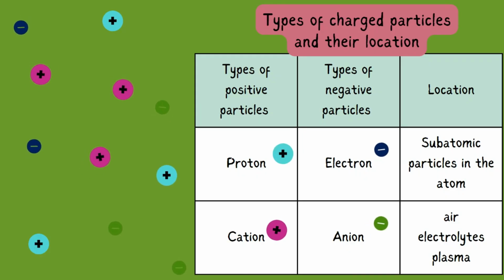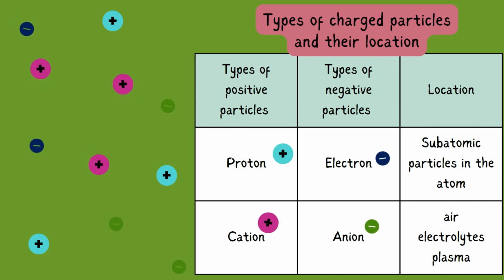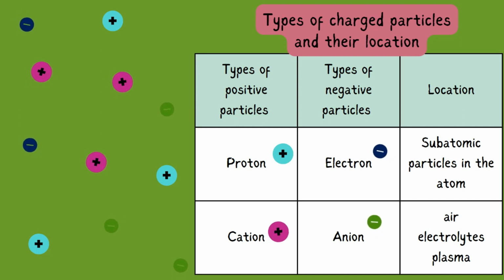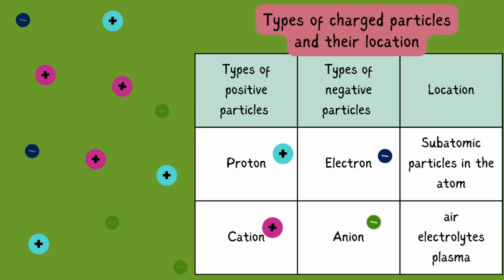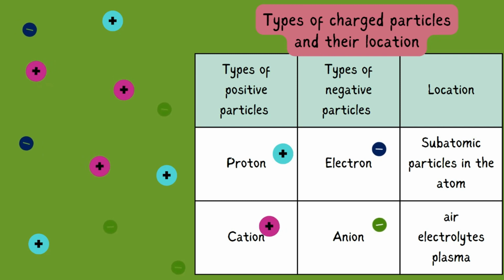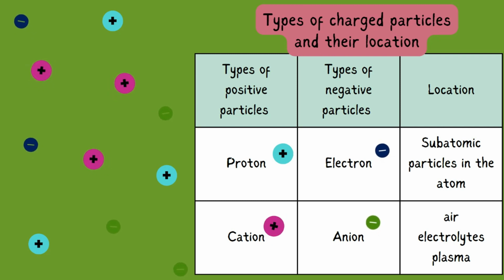Throughout this lesson, we will refer to different types of positively charged particles as well as different types of negatively charged particles. The positively charged particles are protons and cations, while the negatively charged particles are electrons and anions. The proton and the electron are subatomic particles that can be found in the atom. The proton inside of the atom will be found in the nucleus, while the electron inside of the atom will be found in the energy shells, energy orbitals, or energy levels.